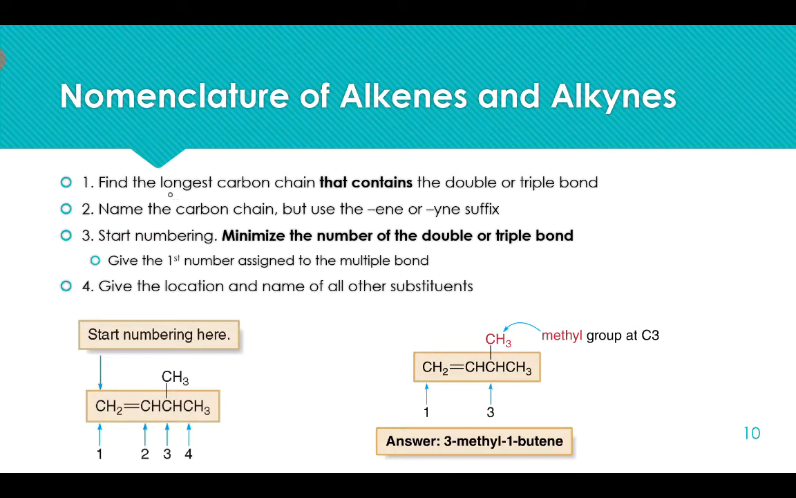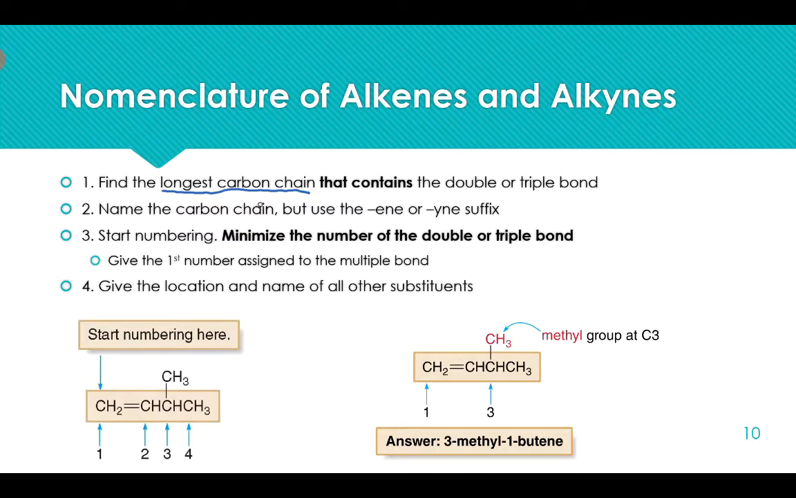So the nomenclature rules for alkenes and alkynes build upon the nomenclature rules we learned for alkanes, meaning we are still trying to find the longest carbon chain in our molecule. The only new requirement is that the longest carbon chain must contain the double or triple bond in the molecule. So it's a requirement.